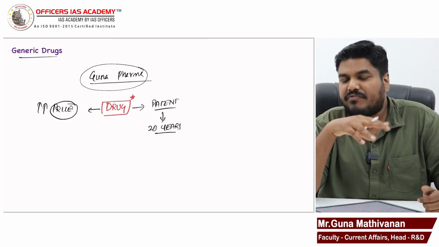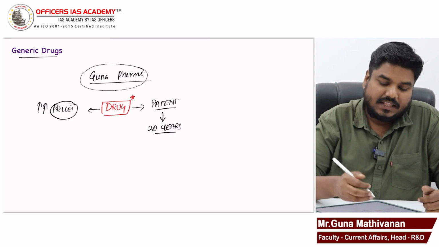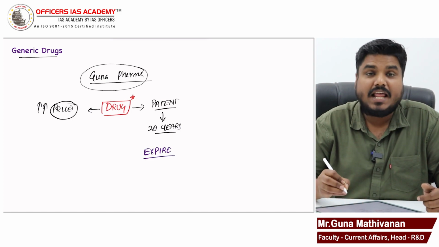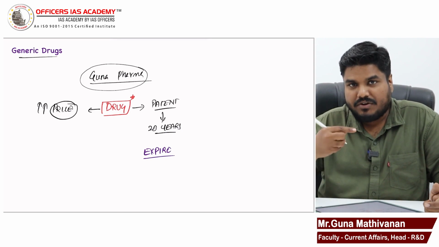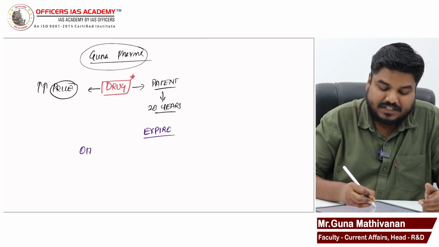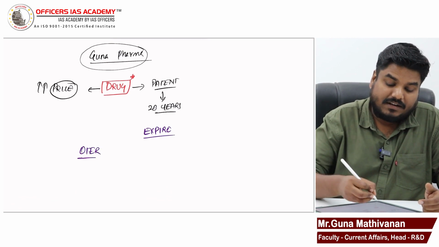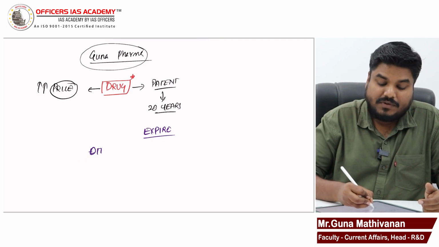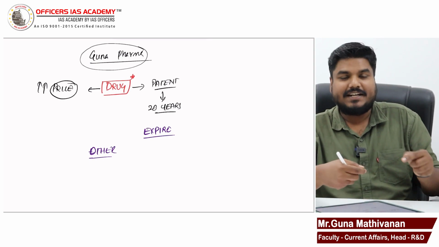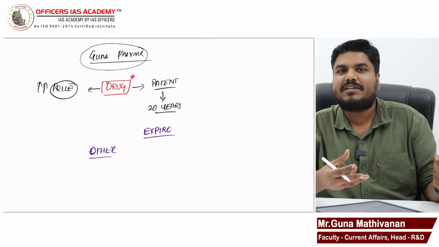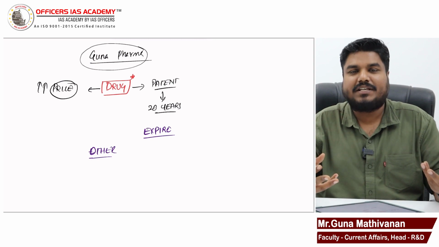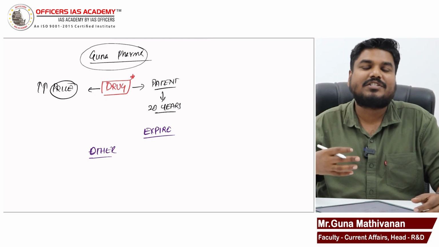Now what will happen after 20 years? After 20 years, the patent will expire. So after the expiry of this patent, other pharma companies, let us say Sun Pharma, let us say Ranbaxy, they will start producing the similar drug. For 20 years, Guna Pharma has got the patent, so exclusivity was there, but now the patent has expired. Now this drug can be produced by others.